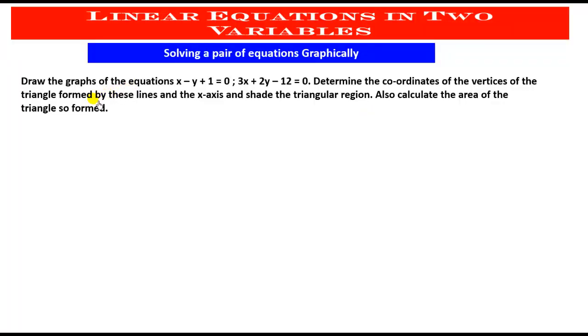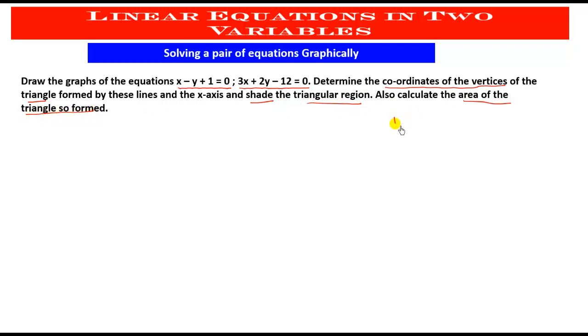Students, let us see another example. Draw the graphs of the equations x minus y plus 1 is equal to 0 and 3x plus 2y minus 12 is equal to 0. Determine the coordinates of the vertices of the triangle formed by these lines and the x-axis and shade the triangular region. Also calculate the area of the triangle so formed.